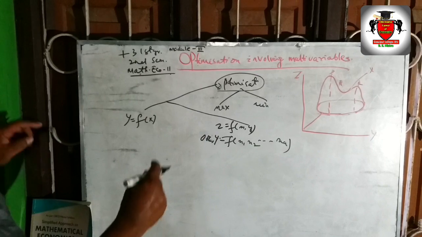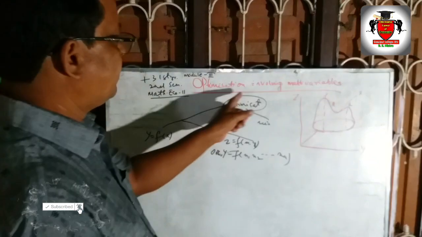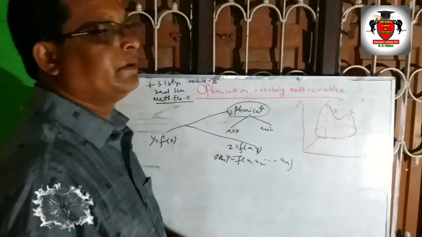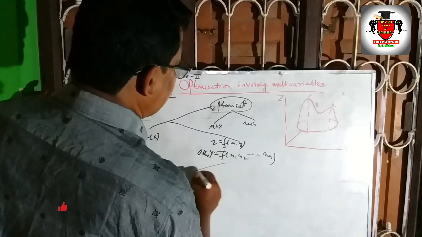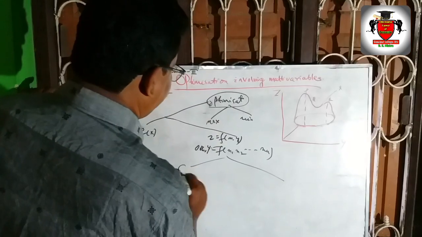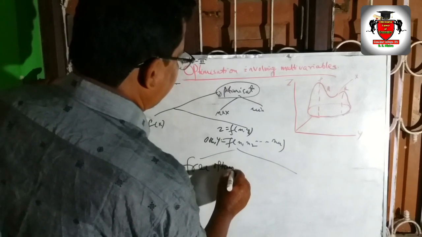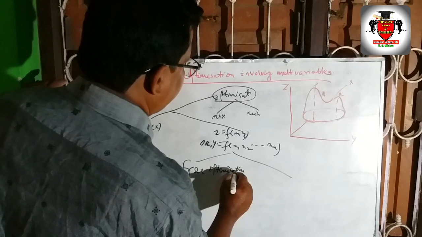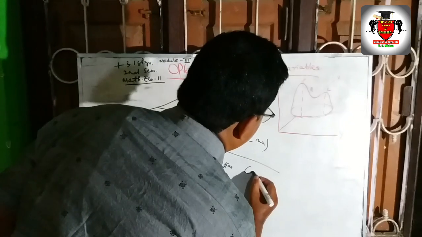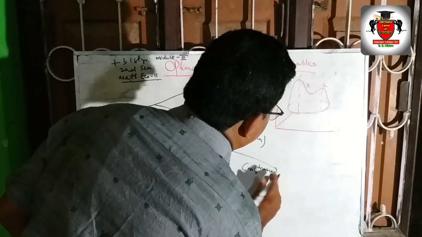Again, it should be kept in mind that the optimization involving the multiple variable case can be of two types. That means free optimization and constraint optimization.